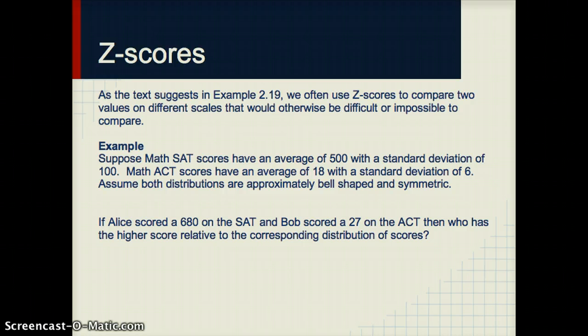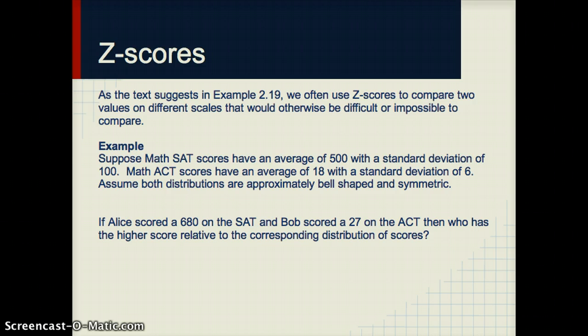Z-scores. Z-scores, as the book suggests and illustrates very nicely, you can use Z-scores to compare two incomparable things. For example, if math SAT scores have an average of 500 with a standard deviation of 100, and ACT scores have an average of 18 with a standard deviation of 6, then assuming that the data is symmetric and bell-shaped, which it is, we can compare somebody who took the SAT with someone who took the ACT.